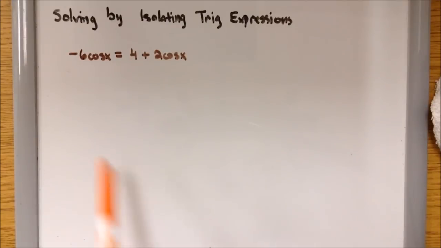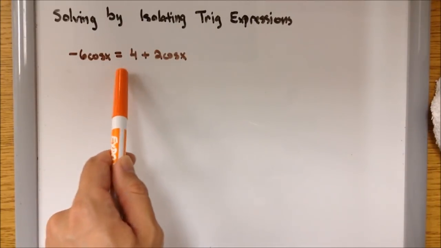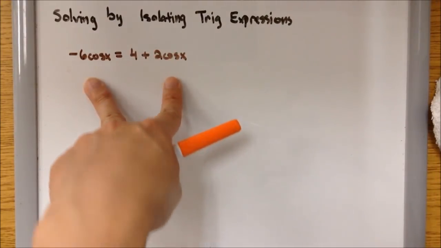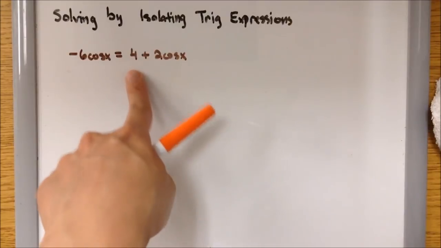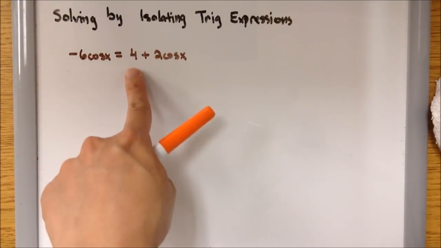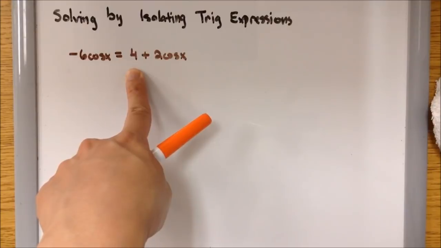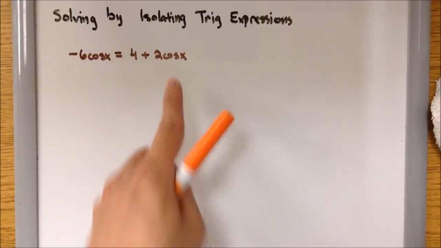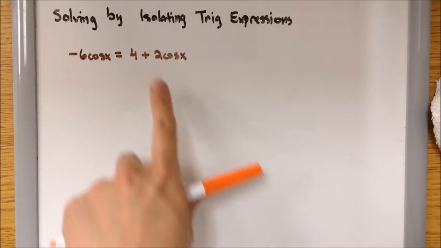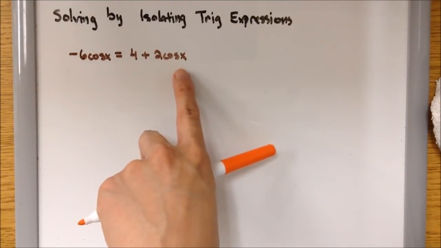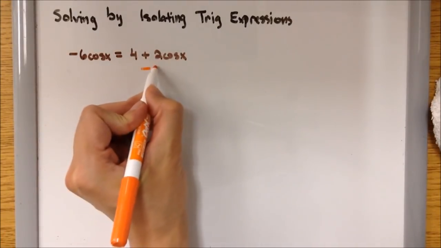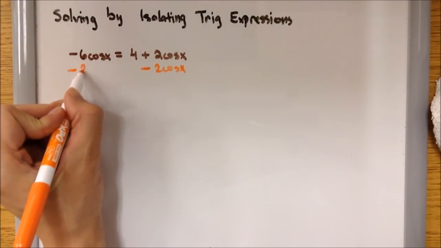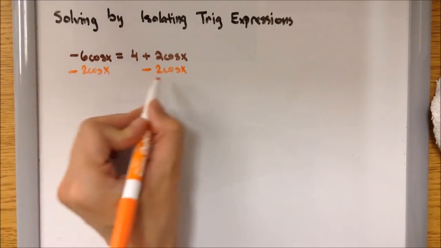In our second example, we have negative 6 cosine of x equals 4 plus 2 cosine of x. So if we take a look, there are variables on both sides and a single number, and I see that the single number is on the right side of the equal sign. So that means I'm going to get all the variables to the left. I'm going to get all cosine of x to the left side. So in order to cancel out plus 2 cosine of x, I'm going to do the opposite, which is negative 2 cosine of x on the right side, negative 2 cosine of x on the left side.